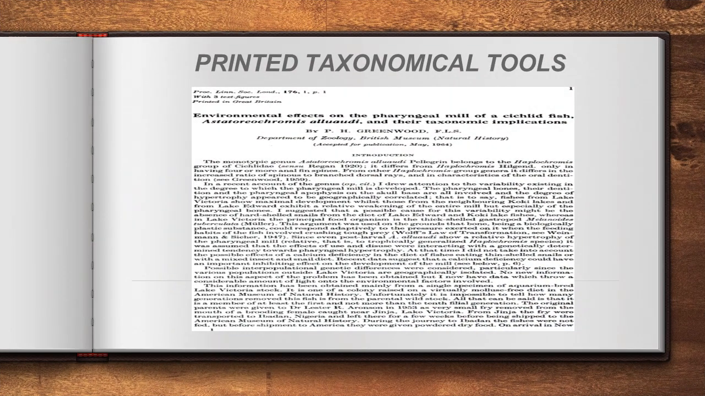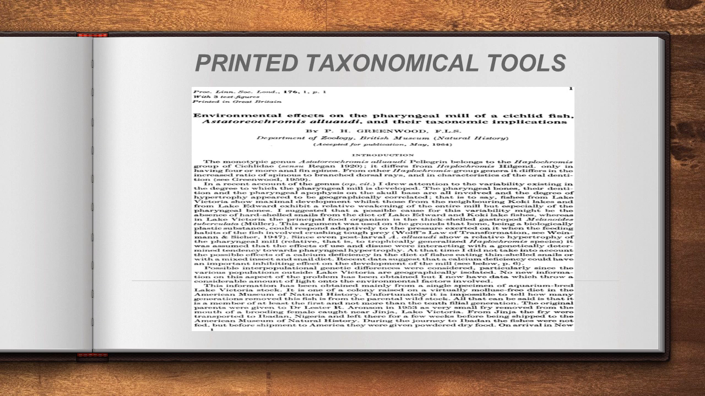And the last one is printed taxonomical tools. Here the information is given in printed form, for example, identification cards, descriptions, or manuals. It will be in a printed form. So these details given in printed form are known as printed taxonomical tools. With these tools we can understand and analyze these organisms. Understand? So these things we have discussed under the classical taxonomical tools.